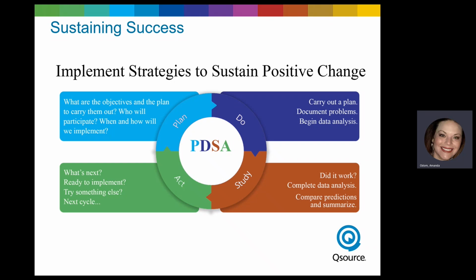Your QAPI is always evolving. It doesn't just stop with one PIP. It doesn't just stop with one PDSA.